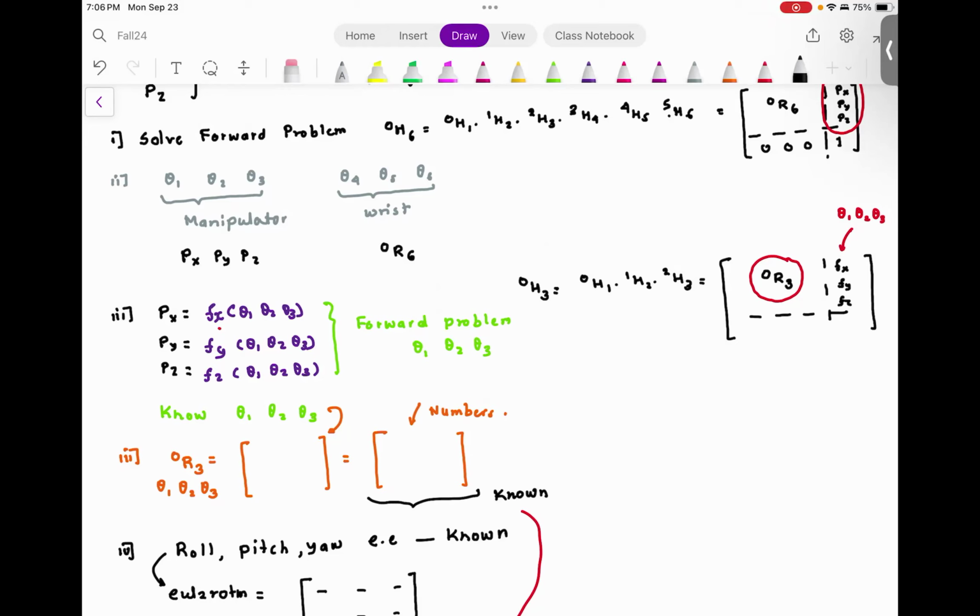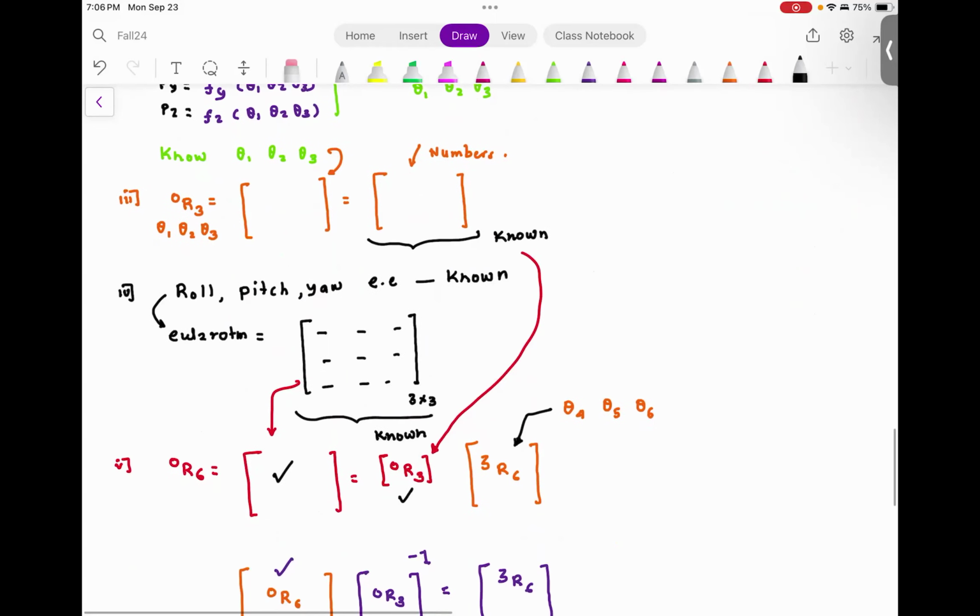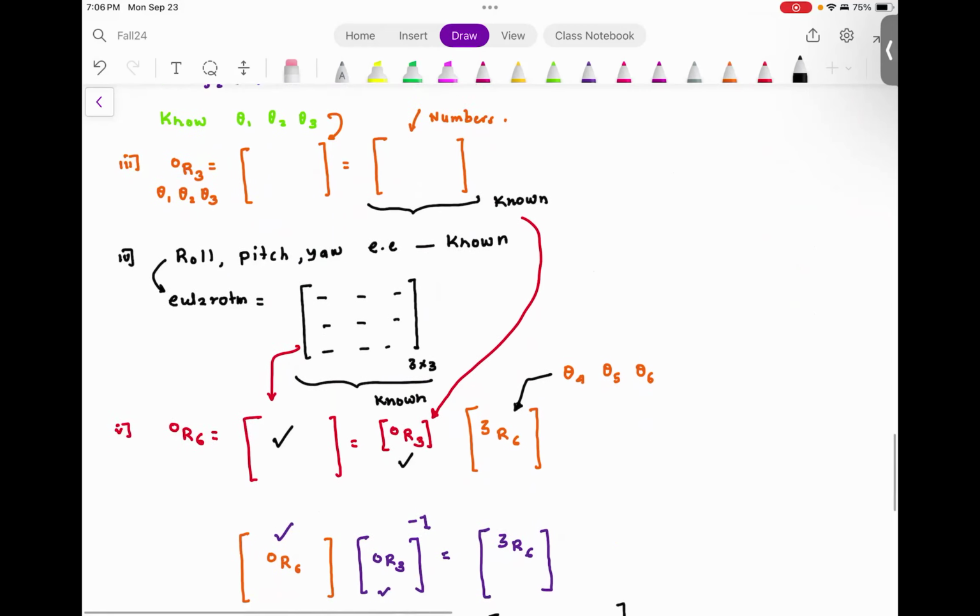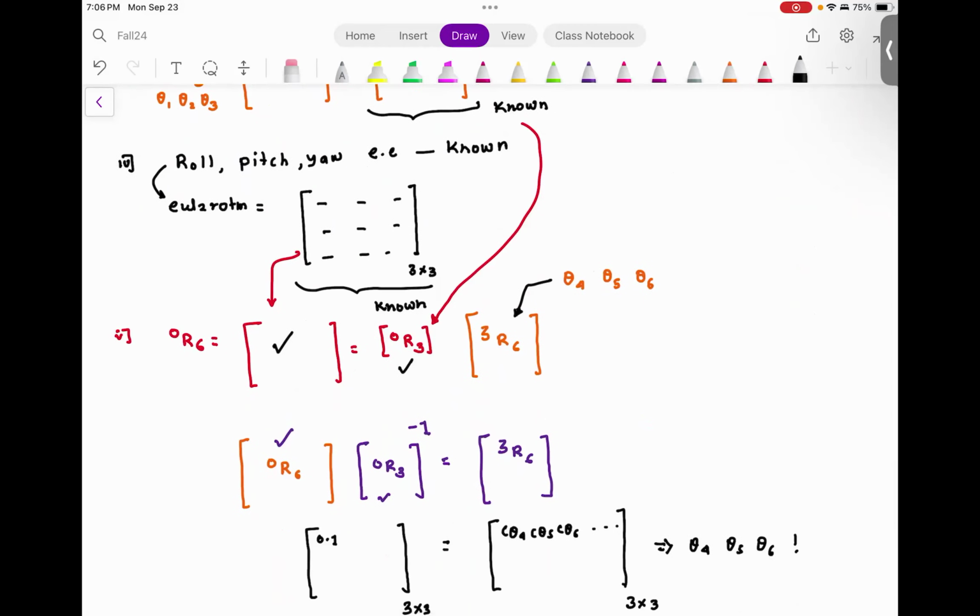And then your final manipulator orientation, which will typically be in roll, pitch, and yaw, you will convert into a rotation matrix. This matrix is known, so you would have to invert this guy. And actually, I made a mistake here. I shouldn't invert it like this. I should be inverting this like this: 0R3.